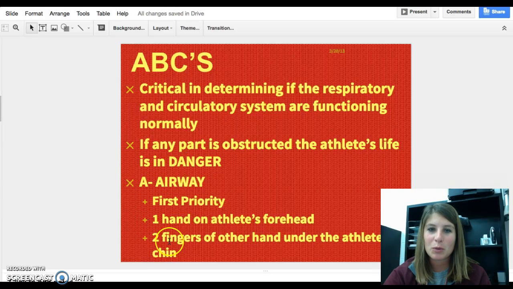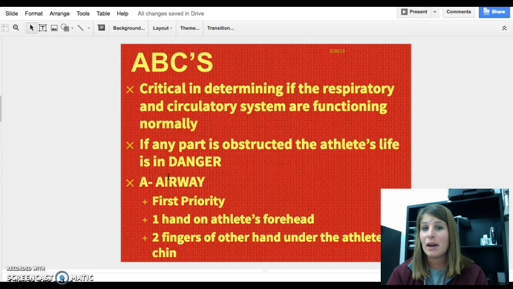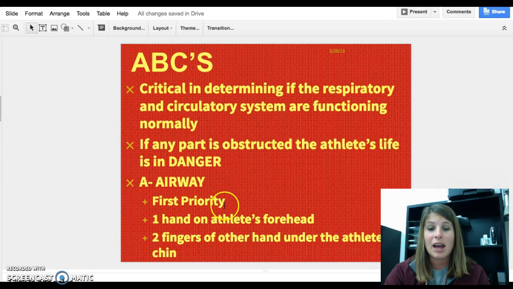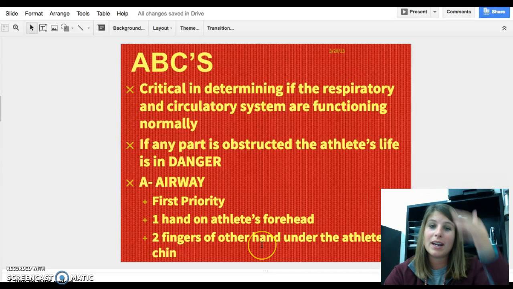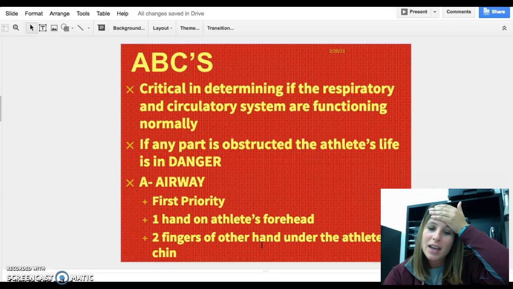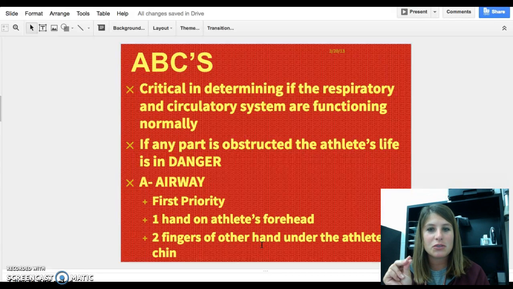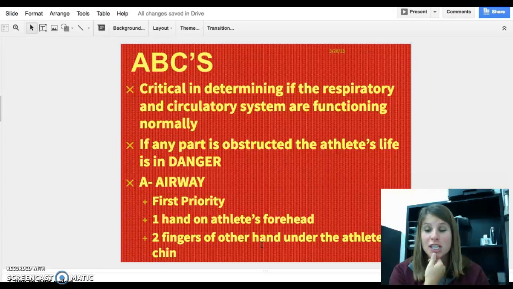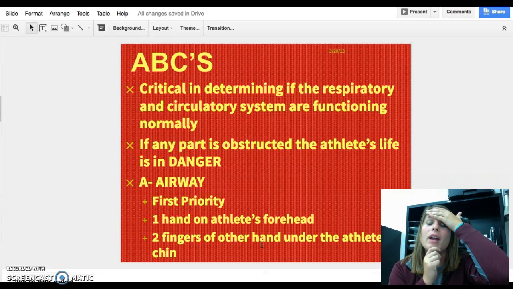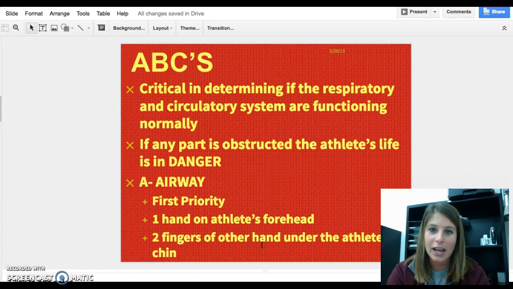This is your number one priority. You have to establish an airway, whether that's so you can get air in, or so you can see if there's anything stuck in the throat. How we're going to do this is you're going to put one hand on the patient's forehead, and you're going to put 2 to 3 fingers along the chin. And you're actually going to tilt the head back and open up the jaw, to get ready to do any type of rescue breathing.